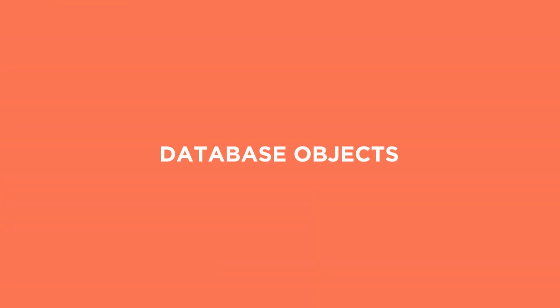So now let's talk about database objects. Almost everybody is aware of what a table is, but there's two other types of objects that come into play when we want to talk about application security. The first is something called a view. And you can think of a view as a virtual table that's based on a query.